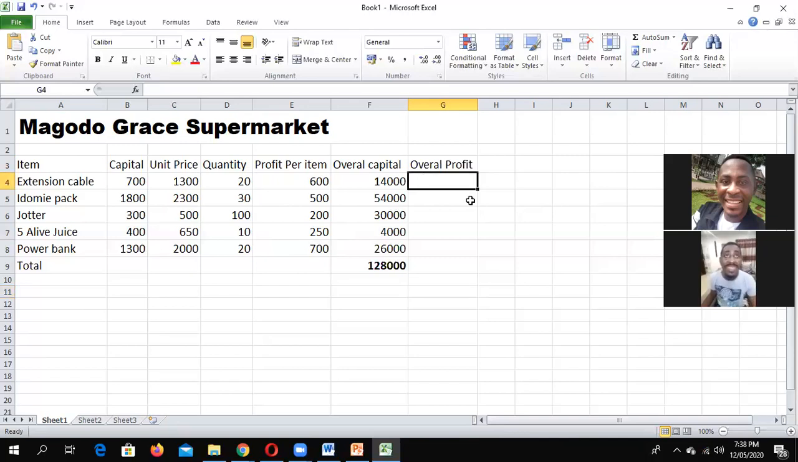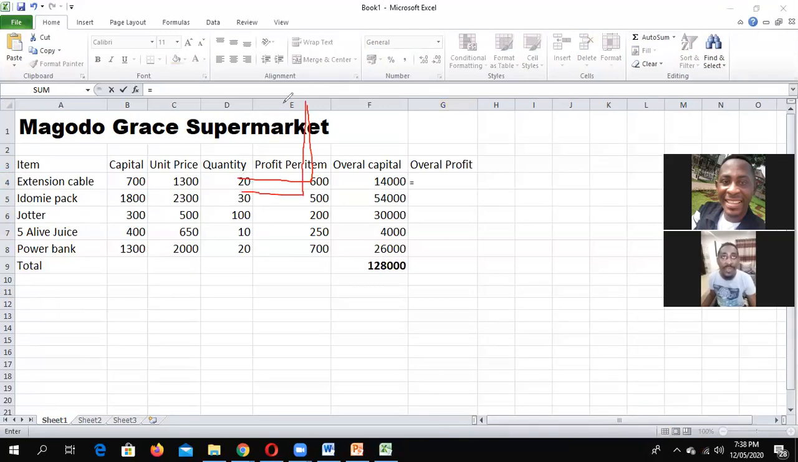So right now, let's calculate the total. How to do that is very easy. You say equals to, don't forget, E4 times D4, equals to E5 times D5, equals to E6 times D6, equals to E7 times D7, equals to E8 times D8. Very simple. So I'll just go ahead and do that.